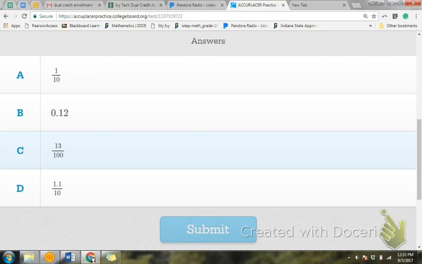Think about it in your grade percentages. This is 10%. This is 12%. This was 13%, or this was 11%. Which grade would you rather have? Or money. Which more money would you rather have? 13 cents. Okay.